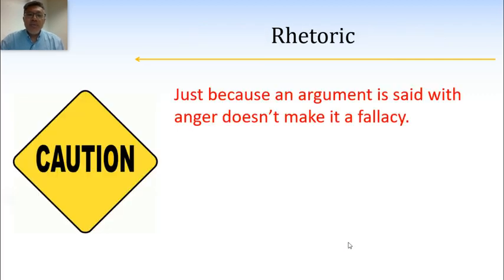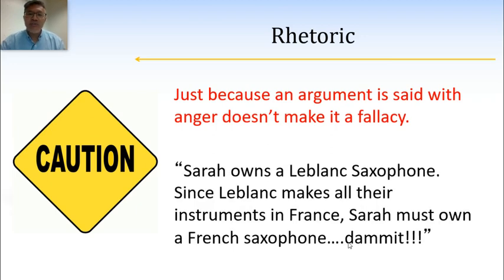So we should be careful, because just because an argument is said with anger doesn't mean it is a fallacy, right? So I can be outraged when I give you an argument. I could blame a group when I give you an argument, but there still could be an argument there, right? Just because I'm angry doesn't make it a fallacy. It only makes it a fallacy if I only give you anger and not an actual reason to believe my claim. So if I said something like, Sarah owns a LeBlanc saxophone. Since LeBlanc makes all their instruments in France, Sarah must own a French saxophone, damn it. Okay, so I may be outraged when I say the argument, but the argument is still there, right? So it isn't really a fallacy.